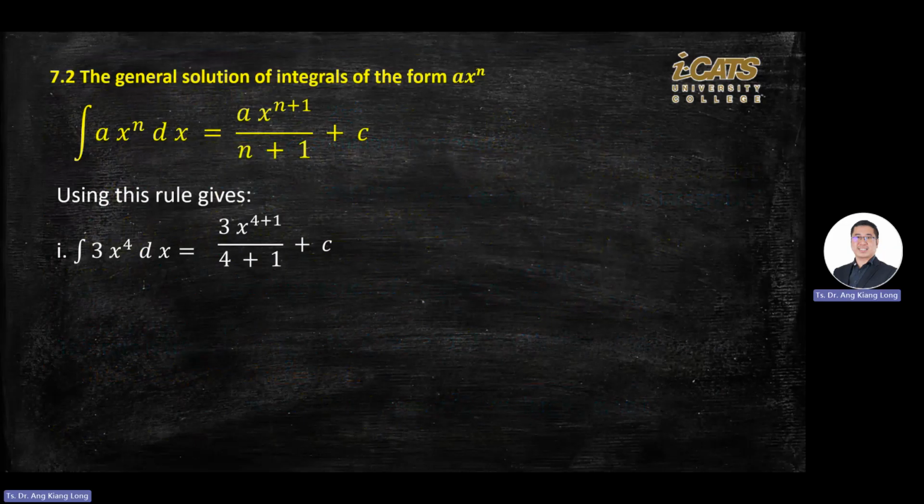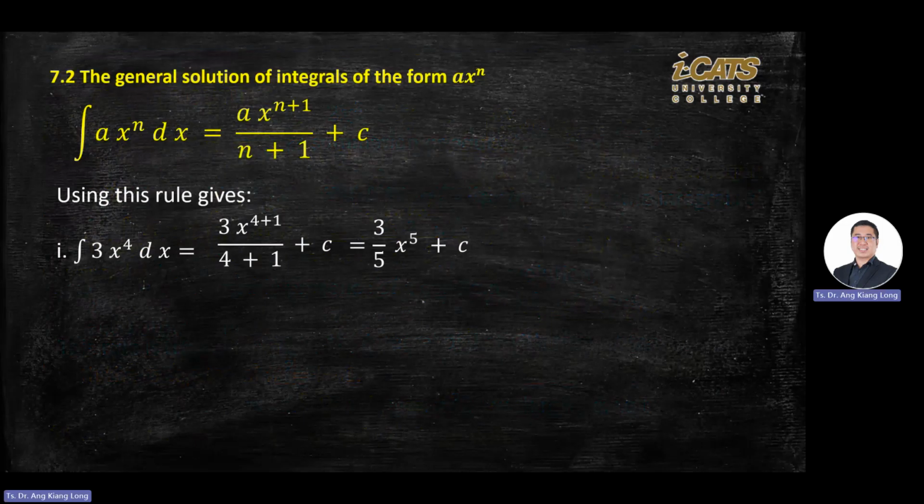Again, why do you get c? Because your integration sign does not have limits. So you need to spare a constant value for the upper limit and lower limit. So this is the final answer. You'll get 3 over 5 x^5 plus c. So far okay? This one all right?